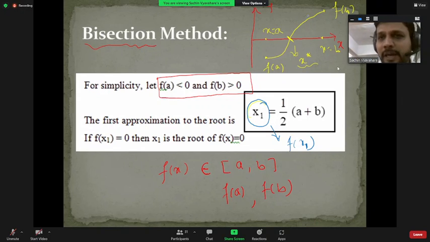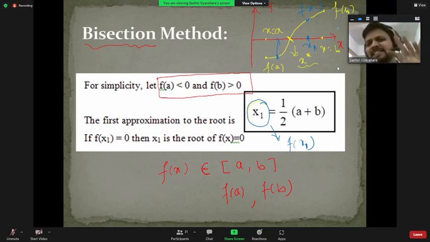That means f(x1) may be somewhere here. Since f(x1) is greater than 0 and f(a) is less than 0, our root is now in the interval a to x1. Why did we take a to x1? Because f(x1) is positive. Suppose f(x1) becomes negative, somewhere here x1 comes, with f(x1) negative. In that case the root is from x1 to b.